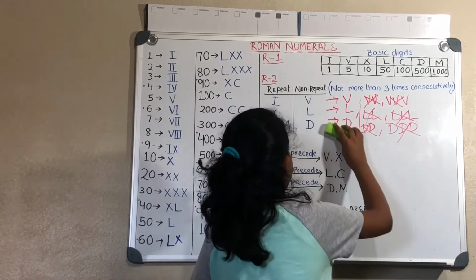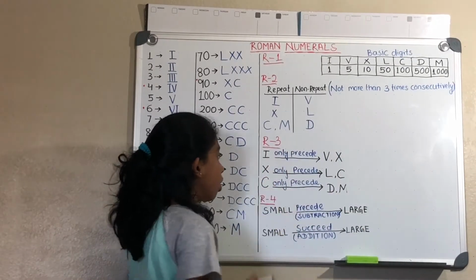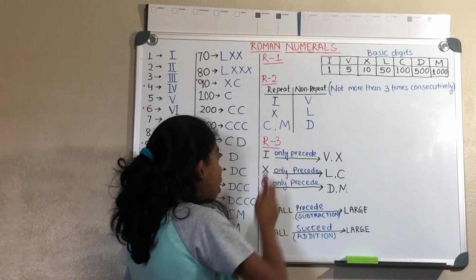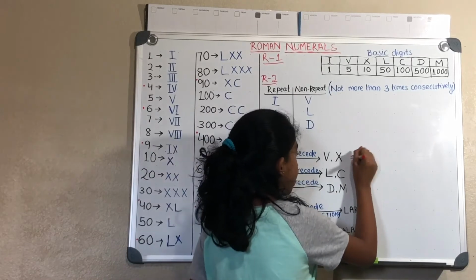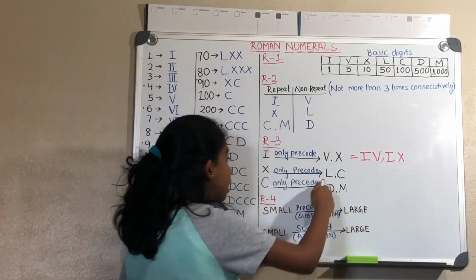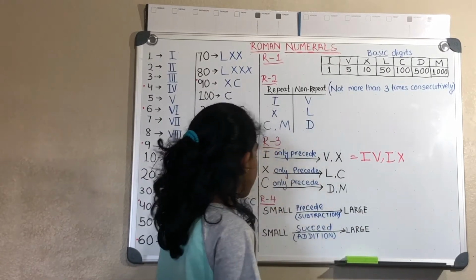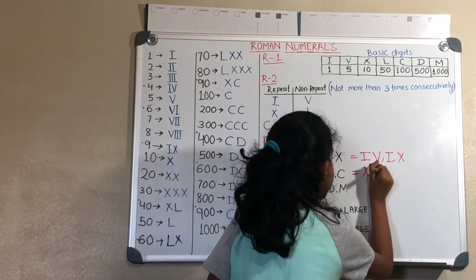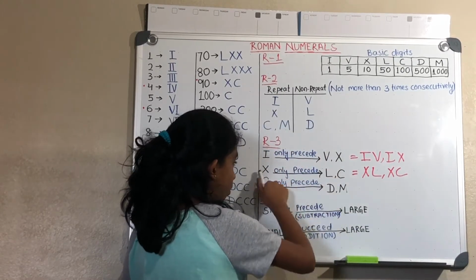Let's move on to rule 3. The first thing you need to know in rule 3 is that I, X, and C are the only numbers that can precede another basic digit. Here, I can precede only V and X. So it can look like IV or IX, but not IL, IC, ID, or IM. Same for X. X can only precede L and C. That makes it look like XL or XC. It cannot precede XV, XD, or XM.